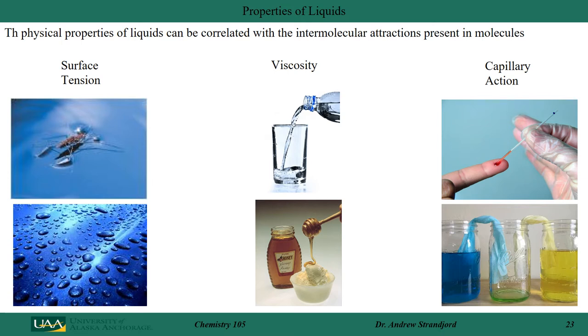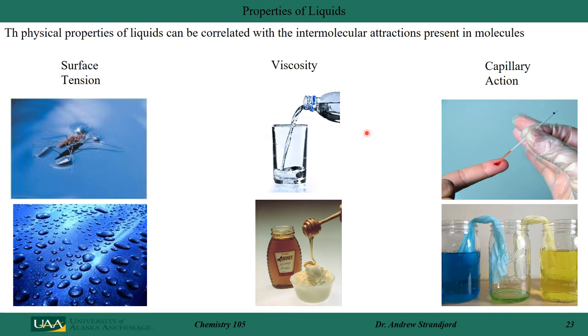The physical properties of liquids can be correlated quite well to the intermolecular attractions present in the molecules, but we also need to include these cohesive and adhesive forces. And they are correlated well with surface tension, viscosity, and capillary action. You know surface tension, that's why water beads up on certain surfaces, and that's why small bugs and animals can walk on water.